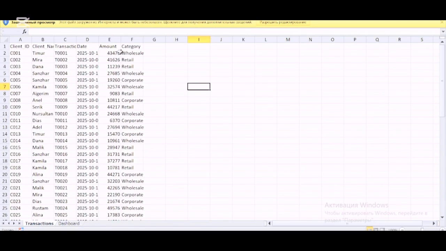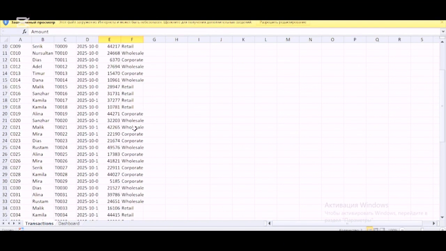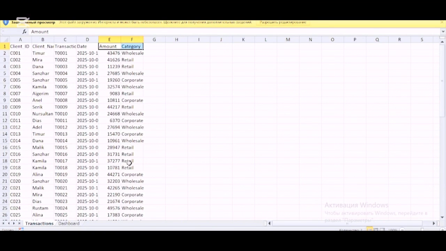Let's start with the dataset. Here you can see a table that contains 60 transactions recorded between the 1st and 15th of October. Each record includes a client ID, name, transaction code, date, transaction amount, and category. These three categories, retail, wholesale, and corporate, represent different customer segments.